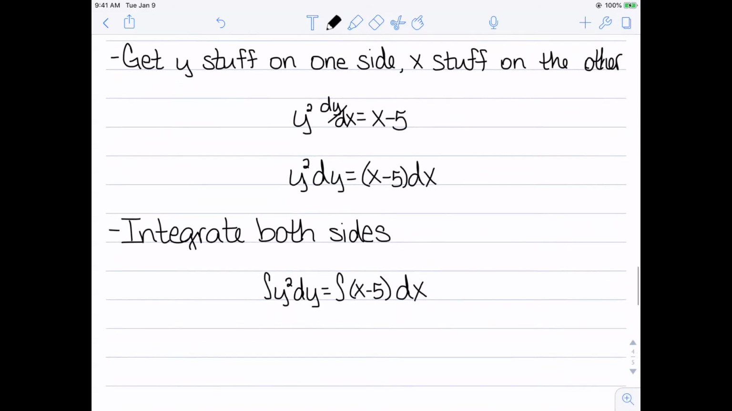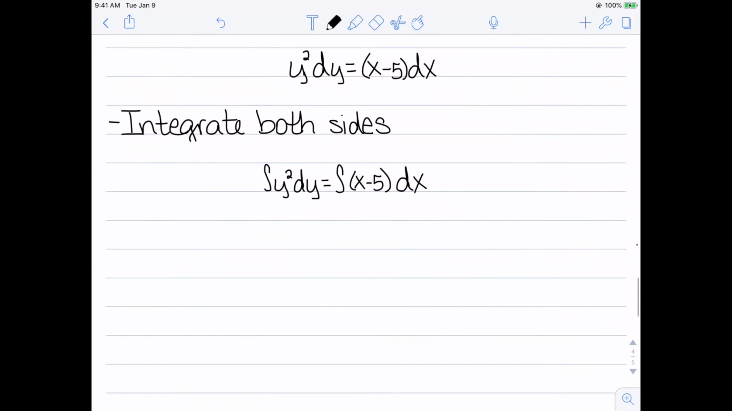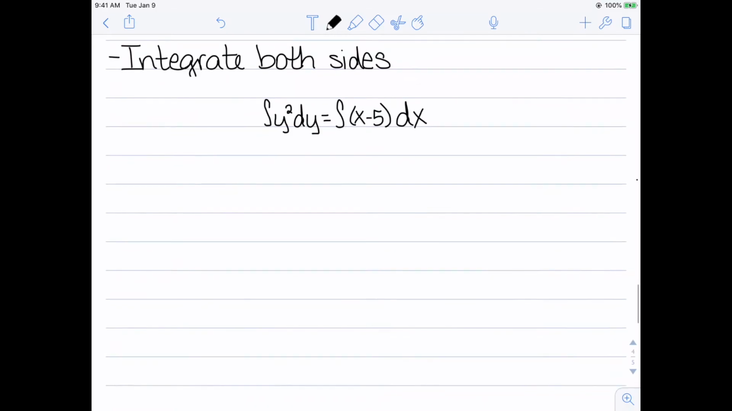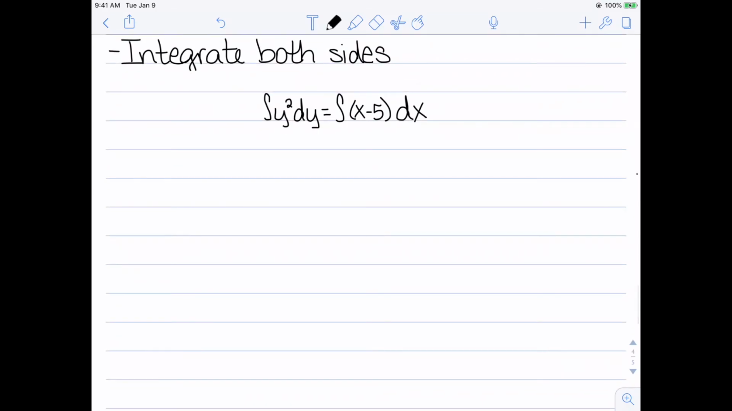is to then integrate both sides of the equation. So now I'm looking at the integral of y squared dy is equal to the integral of (x minus 5) dx. So let's go about integrating this. The left-hand side, the integral of y squared would be 1/3 y cubed plus c. I'm going to call that c1. On the right-hand side, the integral of x is 1/2 x squared. The integral of negative 5 is negative 5x. And then I need that constant of integration, which I'm calling c2.